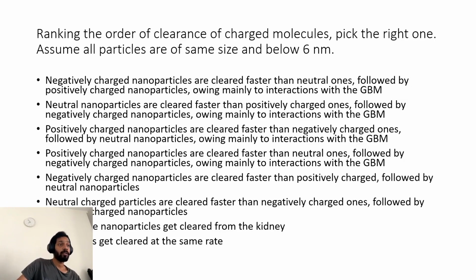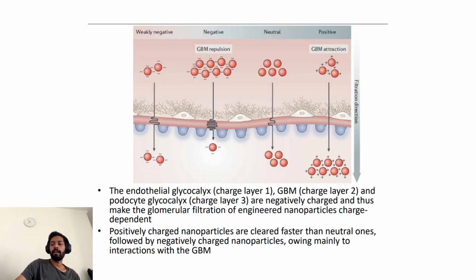Or is it the case that none of the particles get cleared from the kidney because they're below 6 nanometers in size, or all the particles get cleared at the same rate, wherein the kidney does not have a charge-based effect on particle clearance. Okay. So let's look at how kidney interacts with charge-based particles.